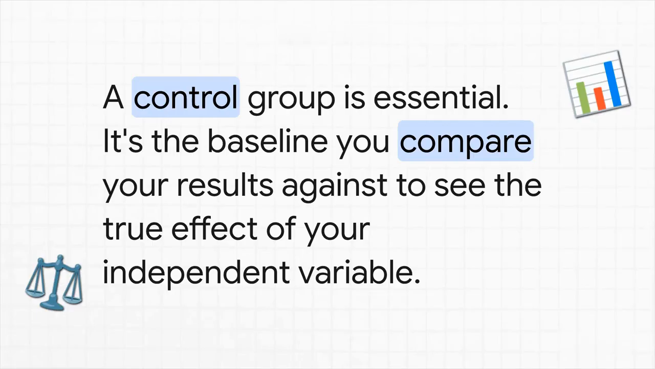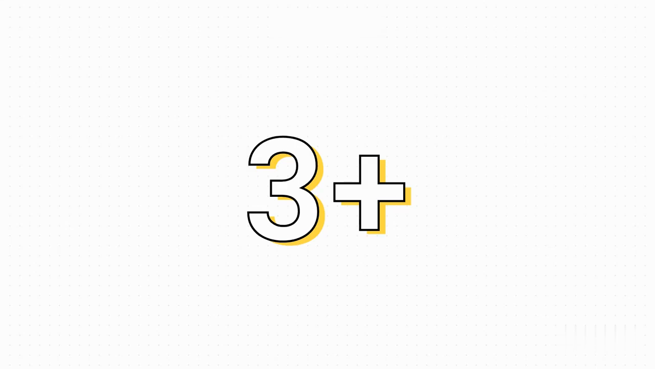And speaking of controls, you absolutely 100% need a control group. This is your baseline. It's what you compare everything against. For our little pH experiment, this would be a plant that just gets regular, neutral pH water. Without that group, you have no idea if your changes actually caused anything to happen. It's non-negotiable.